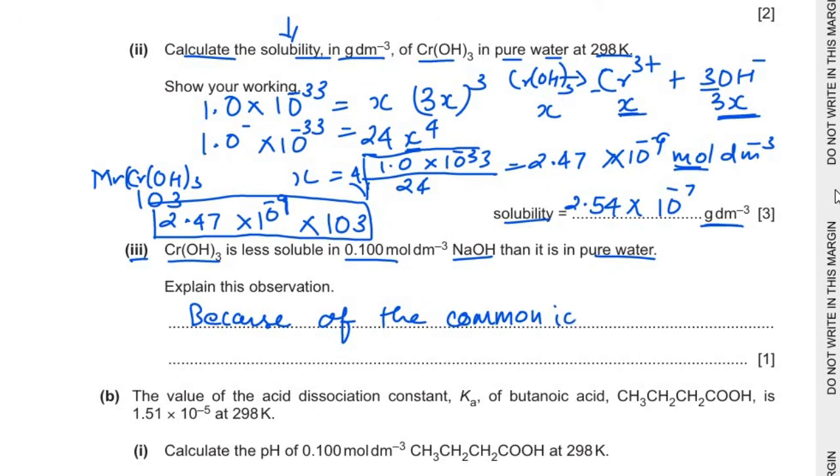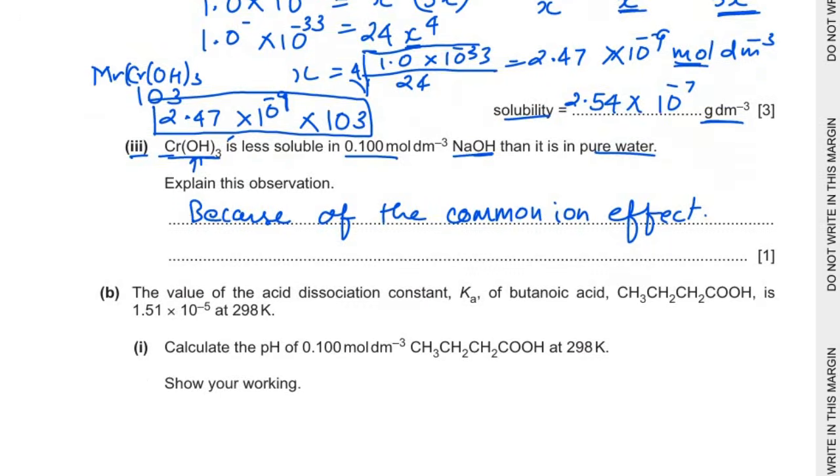Now what is a common ion effect? If we add any ion in common, that is either chromium or hydroxide, in a saturated solution of chromium hydroxide, then the solubility decreases because the highest concentration which can dissolve is 2.47 into 10 power minus 9 moles only. Now hydroxide ions are added, that decreases the solubility, and that's why we say the solubility is less in 0.1 moles per dm cube NaOH.